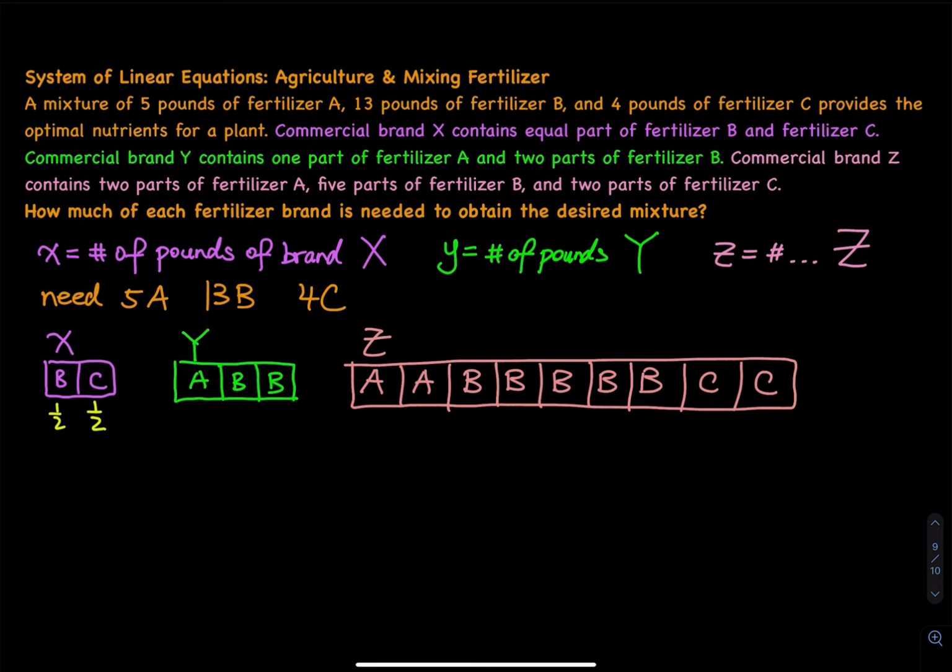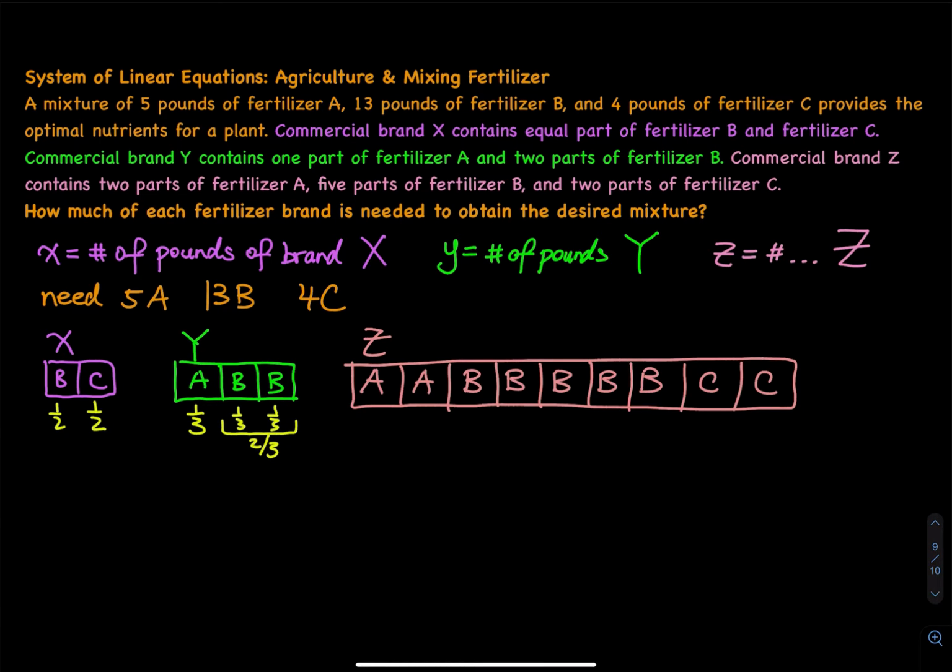They said Y contains 1 part of fertilizer A and 2 parts of B. I will treat the big rectangle as the entire brand Y. They said 1A and 2B, so I will just cut this Y into 3 pieces, 1 for A and 2 for B. So this will be 1/3 and then 1/3. So for B, the total is 2/3. So 1 part of A, 2 parts of B.